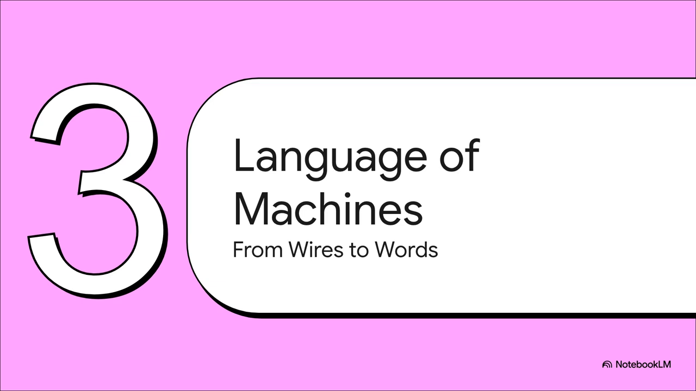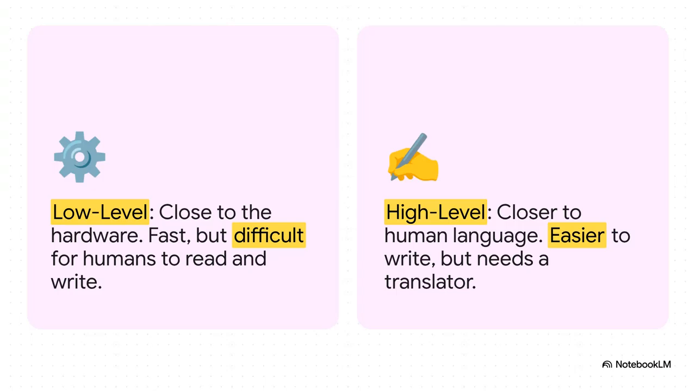To take the next big leap, we had to move from wires to words. And this led to a really important split. The first languages, like assembly, were low level. They were super close to the machine's own ones and zeros. Very fast, but incredibly difficult for a person to read or write. The real game changer was the invention of high-level languages. These used words and formulas that were much closer to human language, which made programming way more accessible.